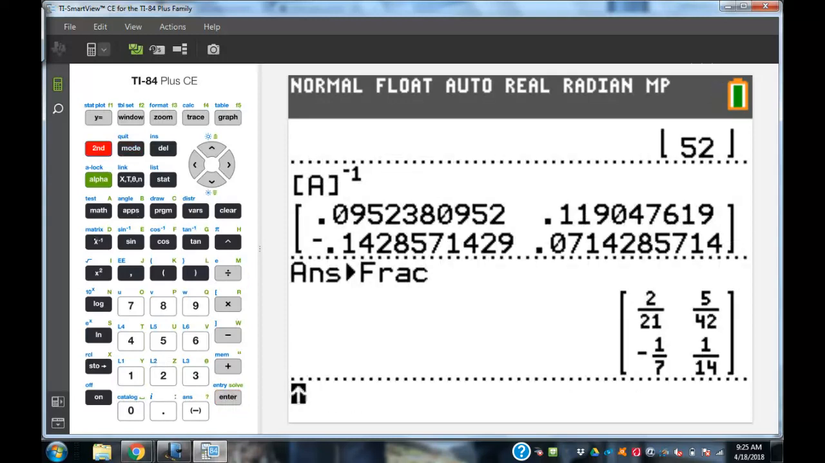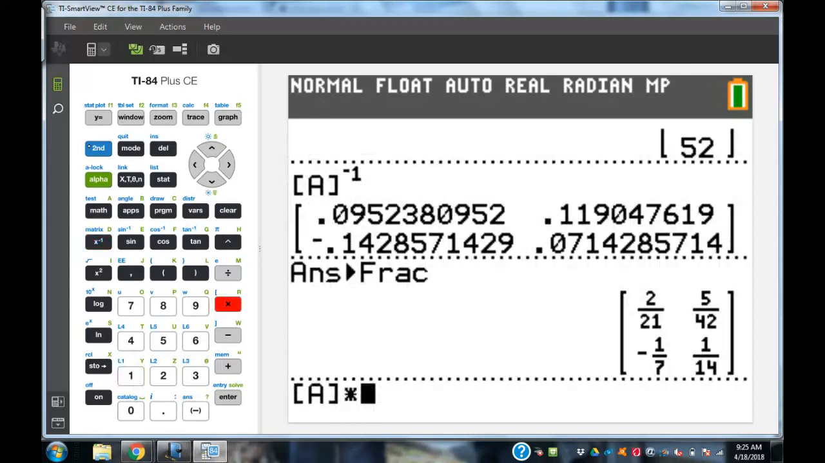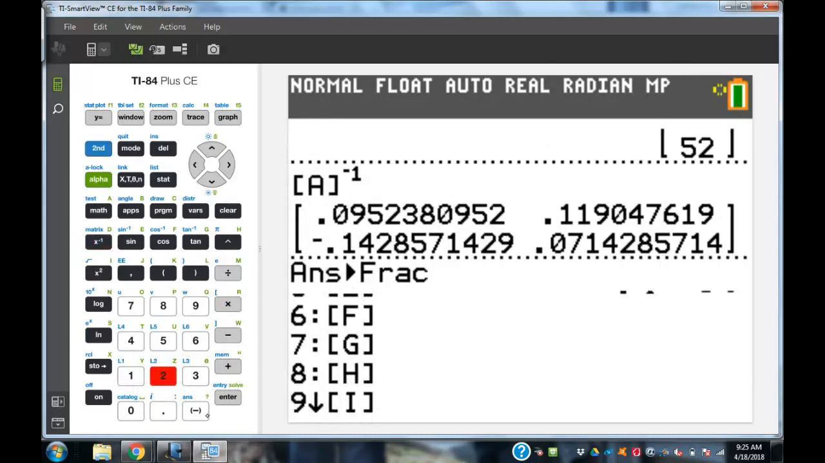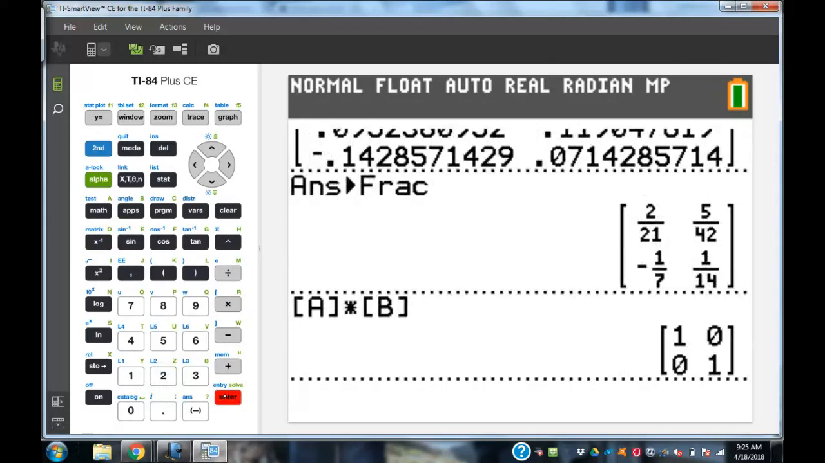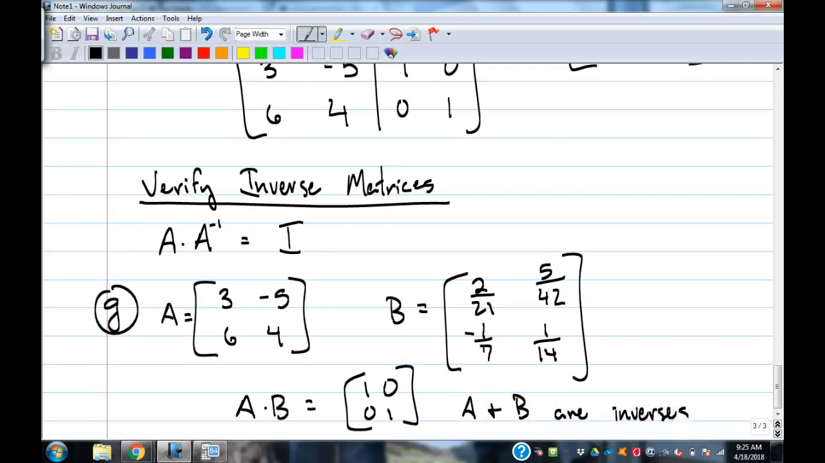So if I say matrix A times matrix B, they call it I2 because it's 2 by 2. All identity matrices are squares, so it's I2. So it's 1, 0, 0, 1. It does match. So A and B are inverses. That's what we found by doing that.